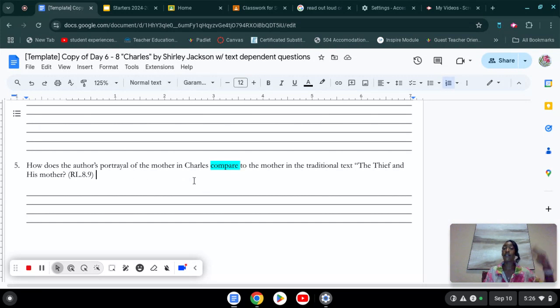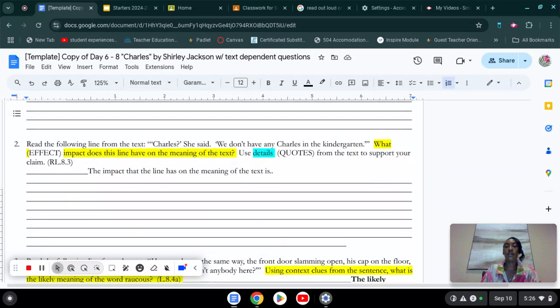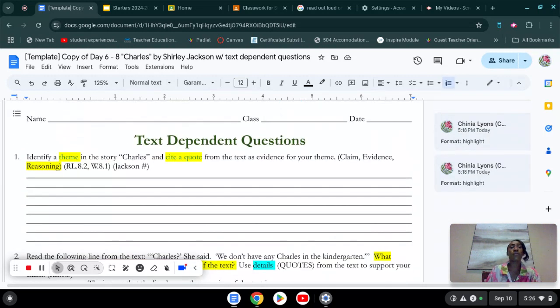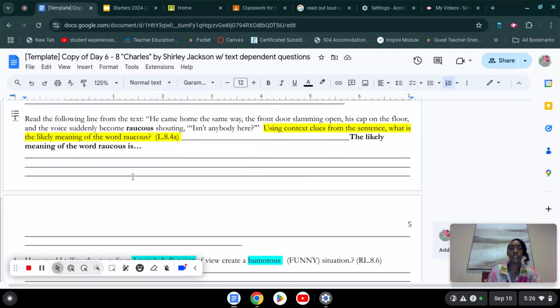So again, we have to read this story first because we don't know how the mom is in this story. But we have read Thief and His Mother, so we know about that mom. She wasn't a good mom. So we're going to start with reading the story. And I feel like once we read paragraph number 1, we can answer number 3 and figure out what the word raucous means.